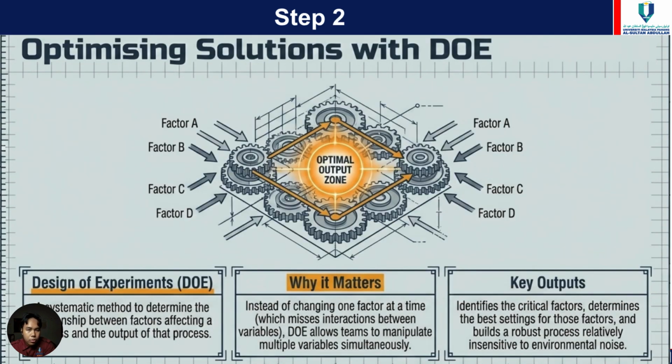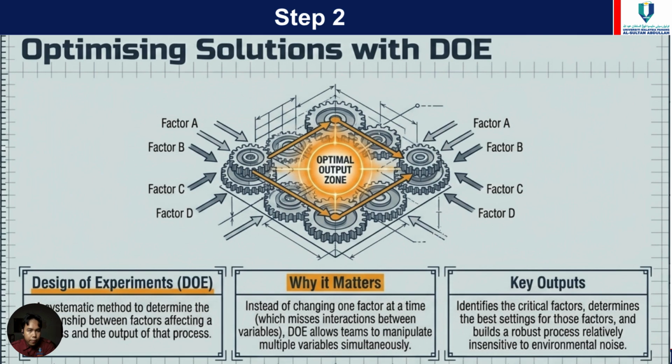Okay. So we optimize the solution with DOE. So what is DOE? DOE stands for Design of Experiments. It is a systematic method to determine the relationship between factors affecting a process and the output of that process.